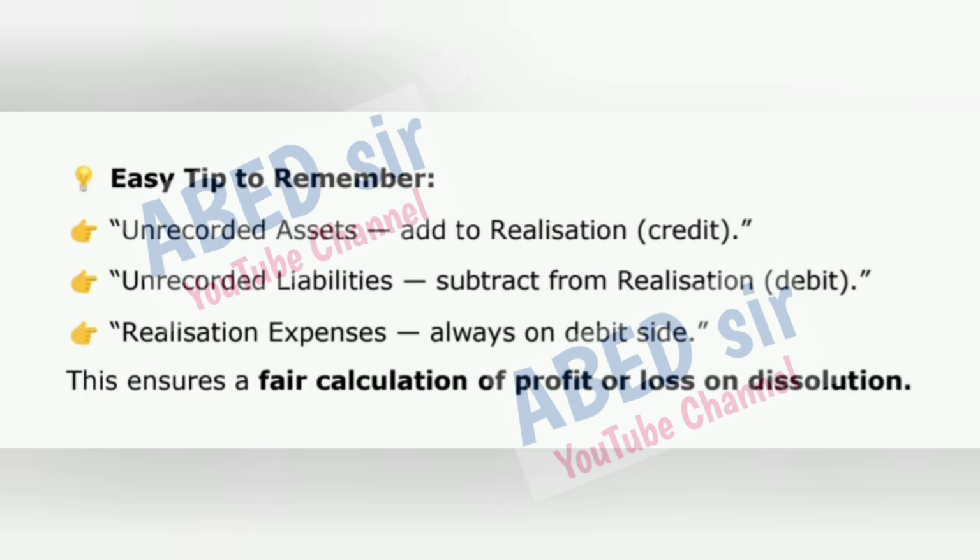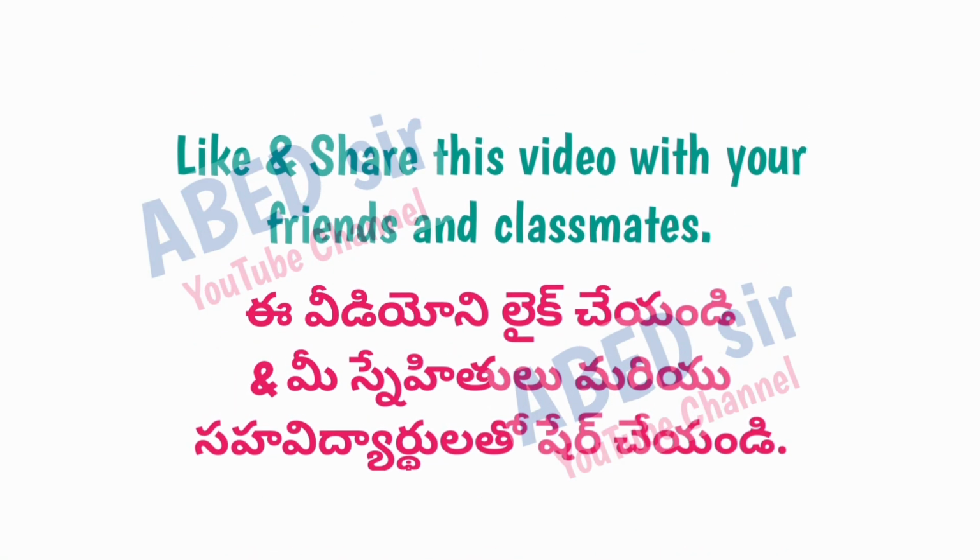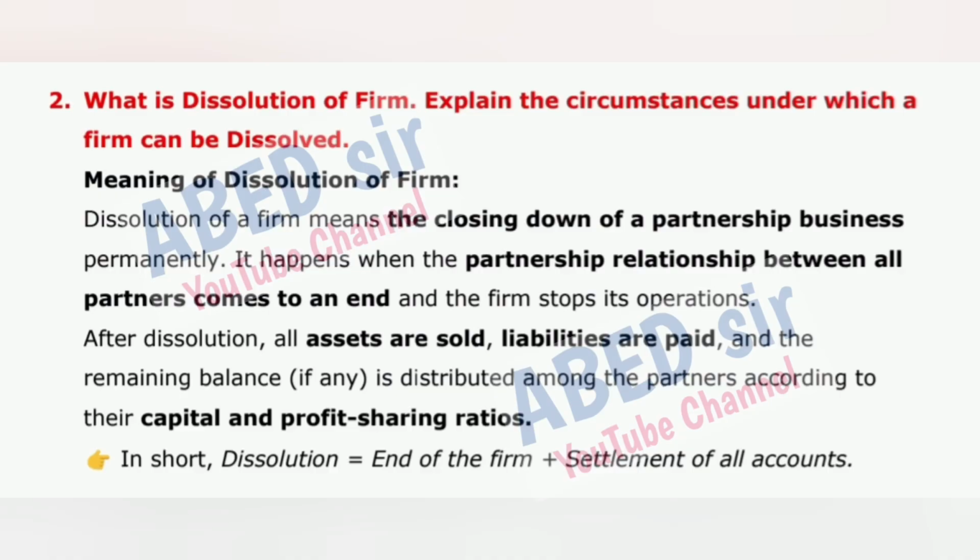Easy tip to remember: unrecorded assets add to realization, credit. Unrecorded liabilities subtract from realization, debit. Realization expenses always on debit side. This ensures a fair calculation of profit or loss on dissolution. Next important long question is: 2. What is dissolution of firm? Explain the circumstances under which a firm can be dissolved.